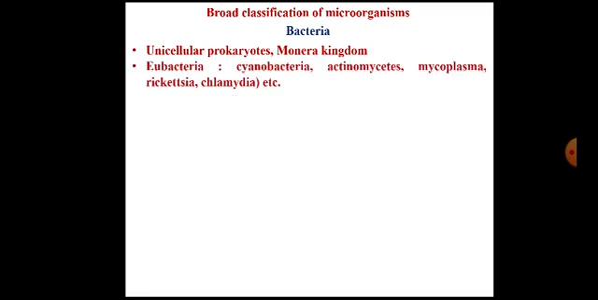Bacteria are classified as eubacteria. Eubacteria involves cyanobacteria, that is photosynthetic bacteria, actinomycetes, mycoplasma, rickettsia, chlamydia, and other types of microorganisms or bacteria that we'll see in next few slides.